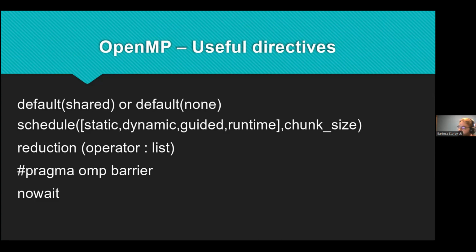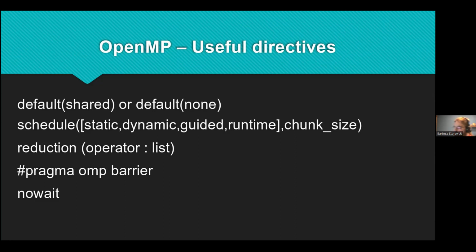In OpenMP, at the end of each code block distinguished by the directive parallel, there is a so-called barrier. When a thread encounters the barrier, it will wait for other threads to finish their tasks. The programmer can also manually put a barrier at a certain point of the code by inserting the directive mentioned here, pragma omp barrier.